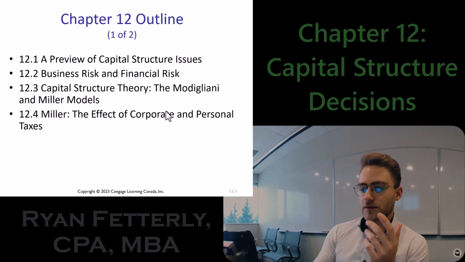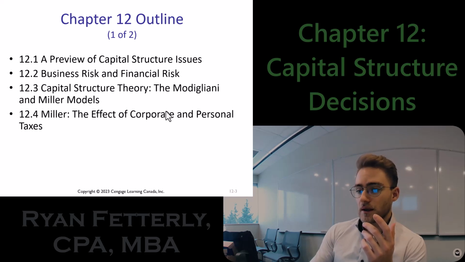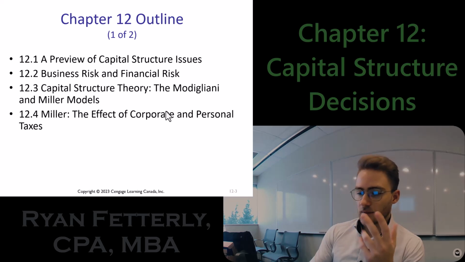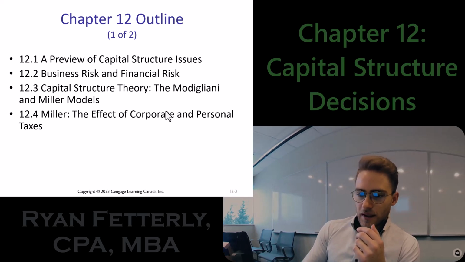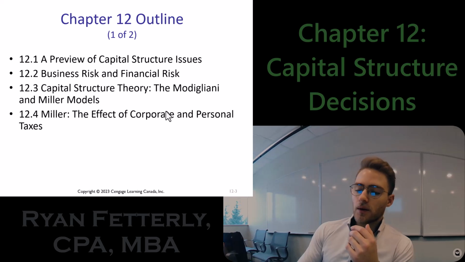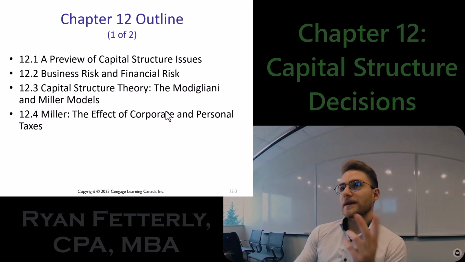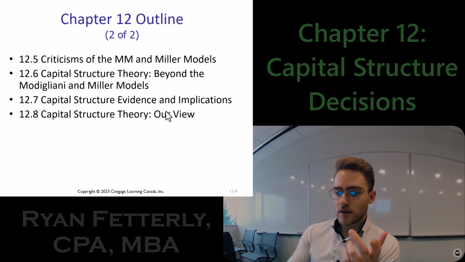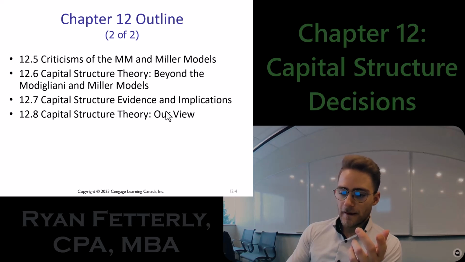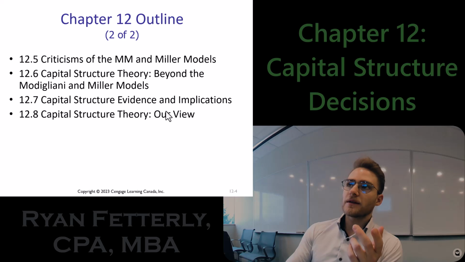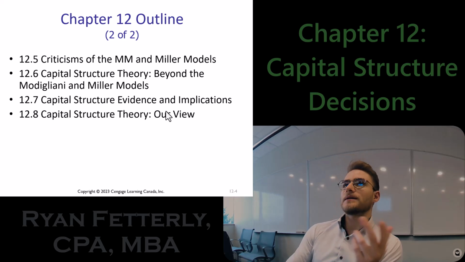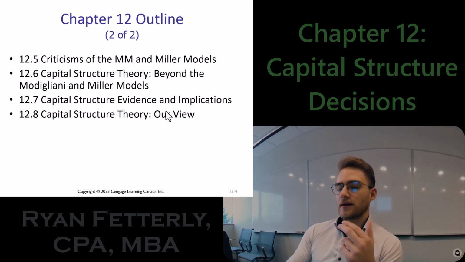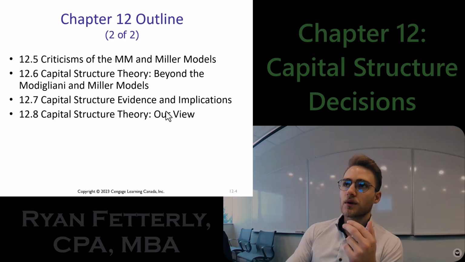We're going to look at business risk and financial risk. And then we're going to look at some models like the Miller model. And then we're going to look at how the effects of corporate tax and personal tax impact how firms will structure their business. We're also going to look at some criticisms of some popular models as well. And then we're going to look at an evidence-based theory on what is the best model, some different guidelines that are used, and what seems to work in practice.